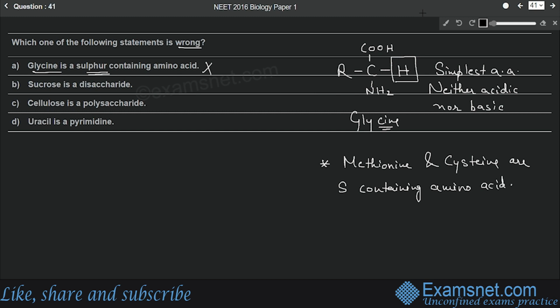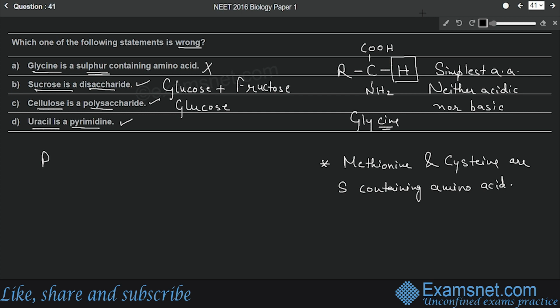Now let's come to the second statement. It says sucrose is a disaccharide. This is absolutely correct statement. We know that sucrose is made up of glucose and fructose, right? Glucose and fructose. Then the third statement says cellulose is a polysaccharide. This is also true. And what is the monosaccharide that the cellulose is made up of? It is made up of glucose. Okay. Then the last statement says uracil is a pyrimidine. This is also correct. Okay.